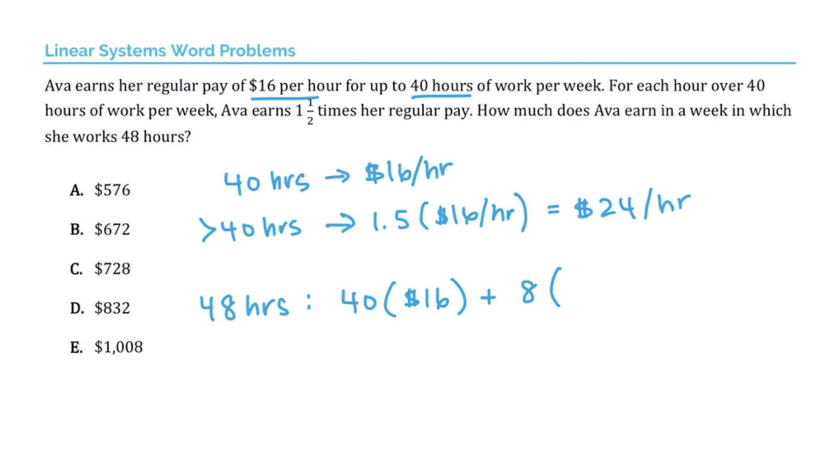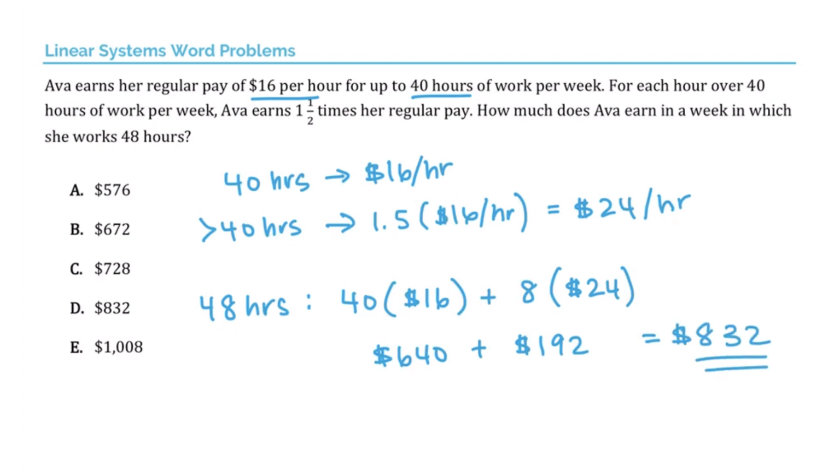So she's going to have 40 hours at $16 an hour, and she's going to have 8 hours at $24 an hour. So the total amount of pay she's going to get: 40 times 16 is $640, plus 8 times 24 is $192. And when I add that together, I see that Ava makes $832 in that week. So the correct answer is D.